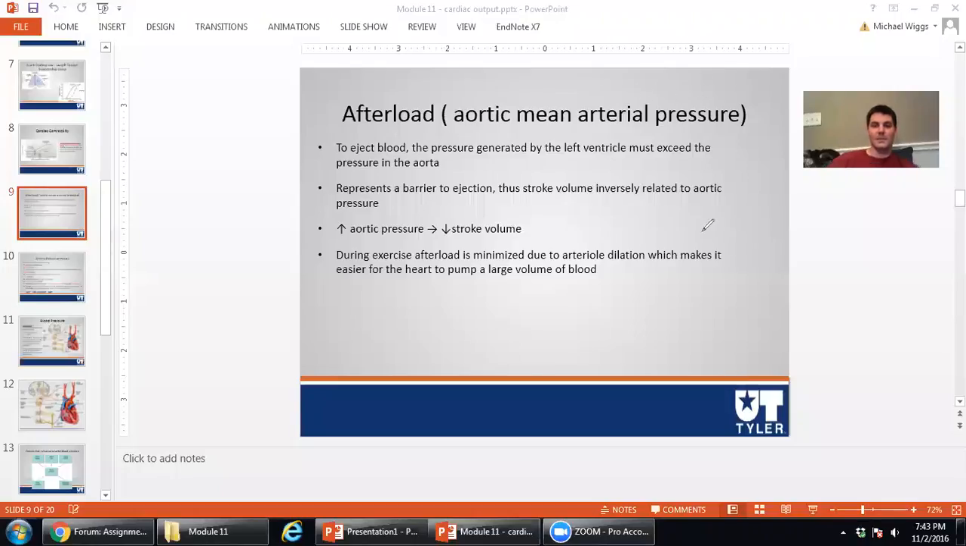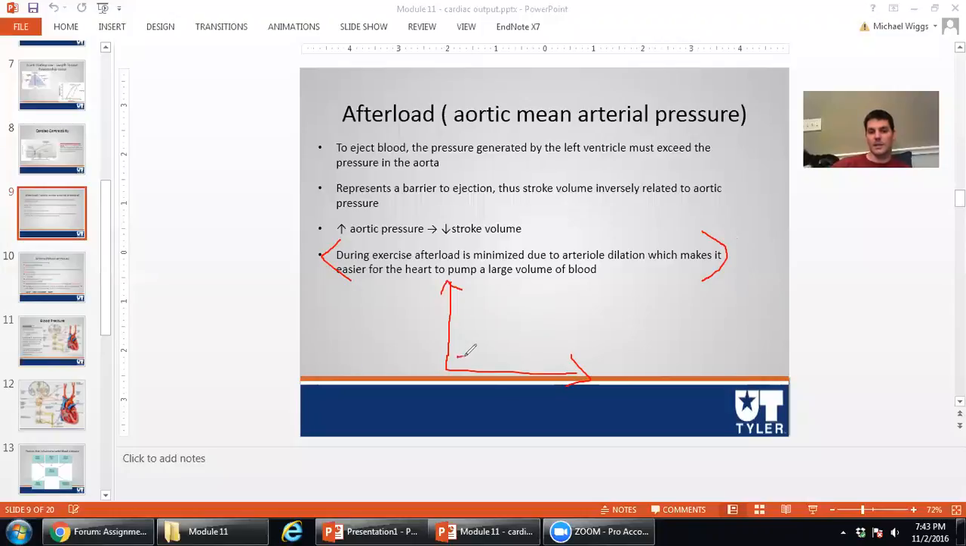All right, so I had a question if I could clarify this statement here. The statement: during exercise, afterload is minimized due to arterial dilation, which makes it easier for the heart to pump a large volume of blood. The first thing I want to address is what happens to blood pressure during exercise. We didn't talk about it directly here, but we talk about it later on in the lecture.